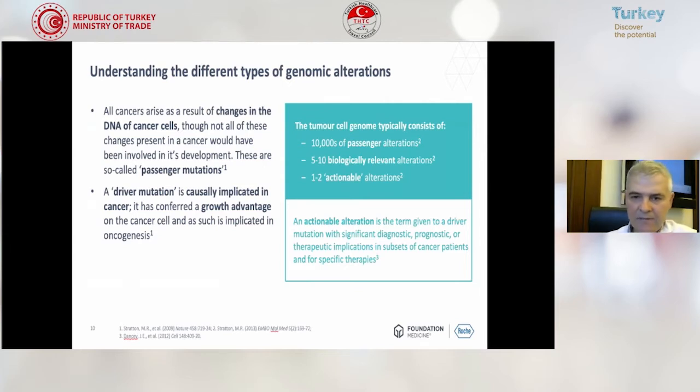But in one specific cancer, for example, in lung cancer, we see only 5 to 10 biologically relevant alterations. So these are called driver mutations that can cause the actual cancer. So one or two of the driver mutations can also be actionable, which means we can target this mutation with a specific drug so that we can treat the patient. Sometimes a cure can occur.